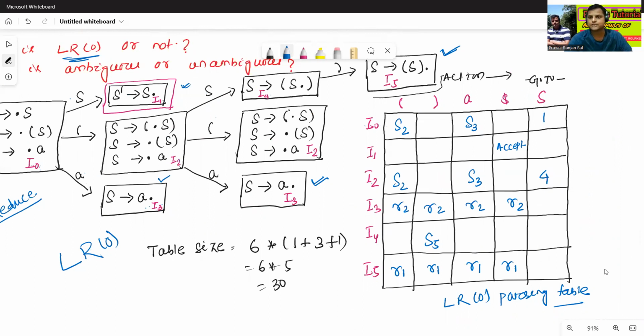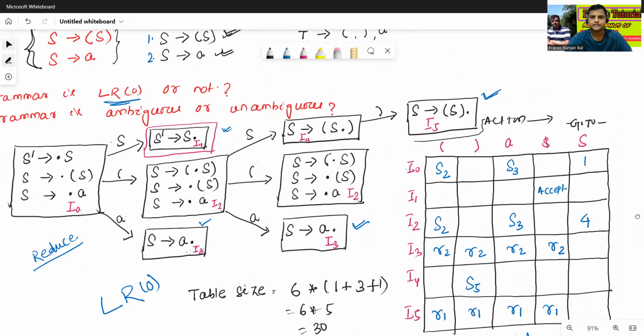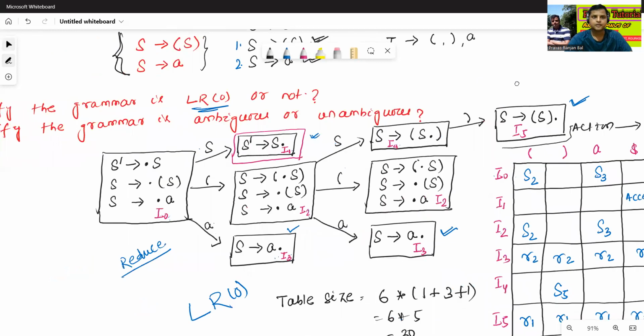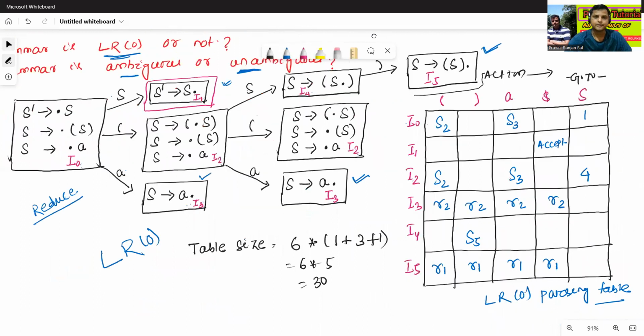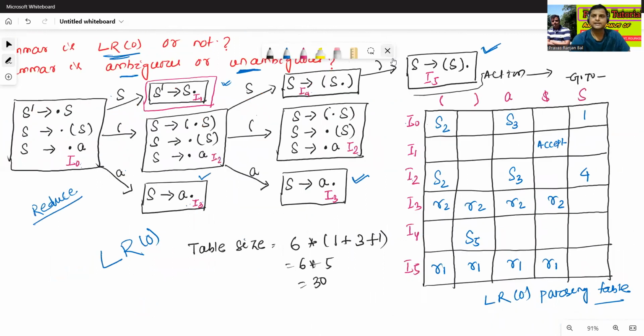What is the third question? The third question is to verify whether the given grammar is ambiguous or unambiguous. Since the grammar is LR0, the grammar is also unambiguous grammar. Okay, so we have completed this question.